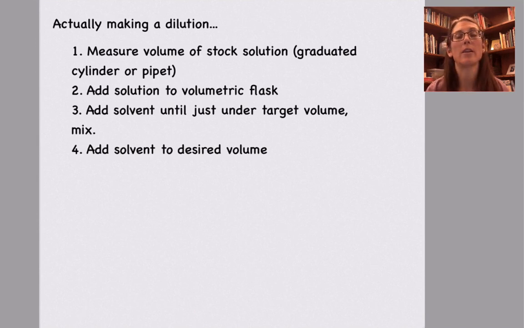You'll typically do this using a graduated cylinder if you don't need especially precise results, or you're going to use a pipette, either a volumetric pipette, which is the best, or a graduated pipette, which gives us a little more flexibility. Then you're going to take that solution and you're going to deliver it into a volumetric flask that has the desired volume that you need.